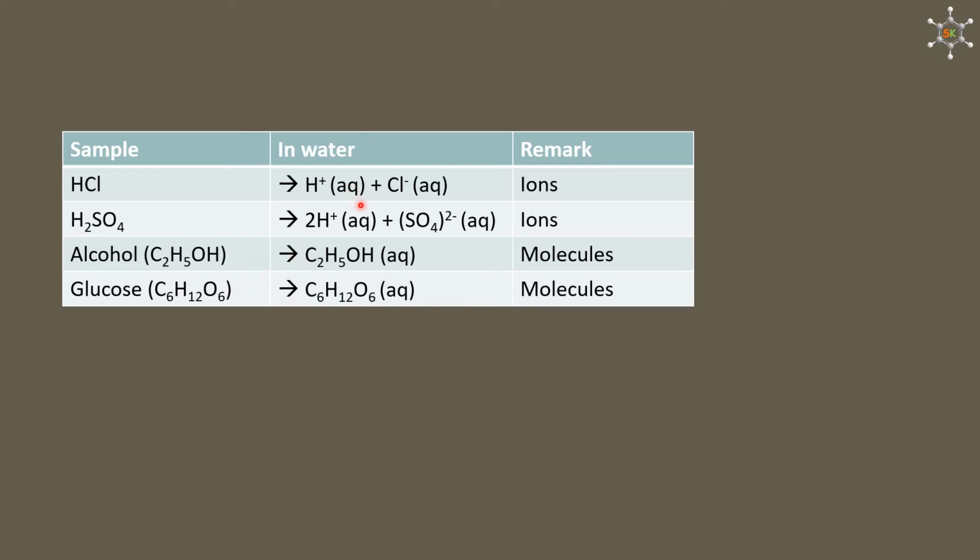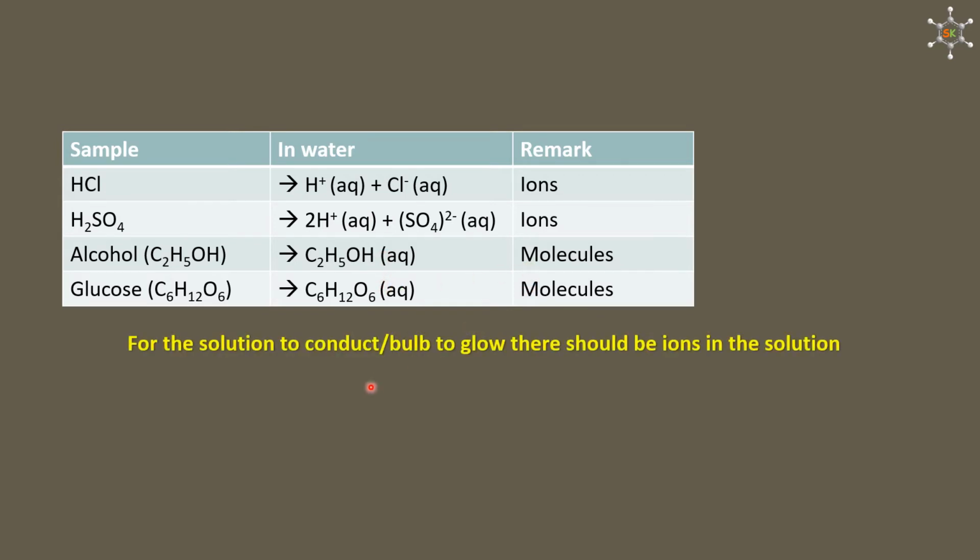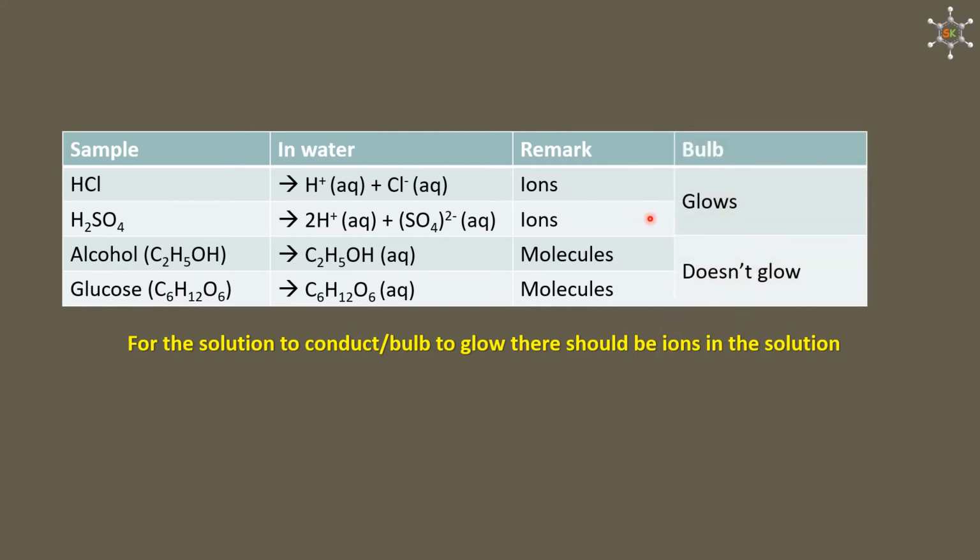HCl and sulfuric acid in water form ions, whereas alcohol and glucose just dissolve and will be there in the molecular form. For a solution to conduct or for the bulb to glow in this experiment, there should be ions in the solution. So, in this experiment, HCl and sulfuric acid solution will make the bulb glow, whereas in the alcohol and glucose case, the bulb doesn't glow.